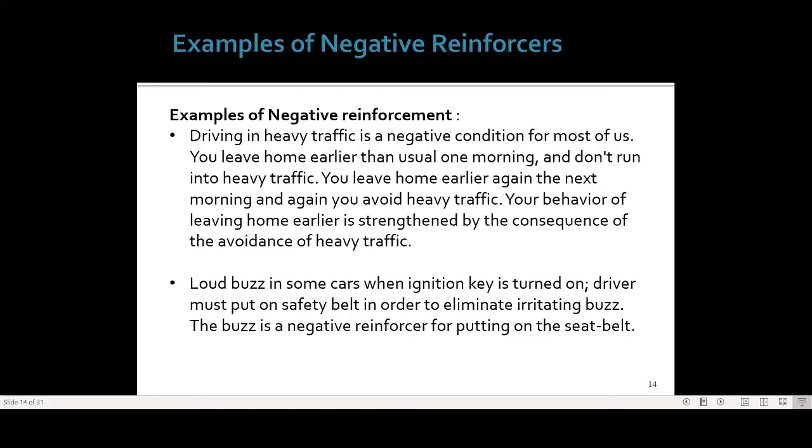Not because you want to go to the office early and start work, but you are doing this in order to avoid the heavy traffic. Every time you do that, it strengthens your behavior because you are avoiding the heavy traffic and can reach the office very fast. If you don't like to drive in heavy traffic, the heavy traffic is a negative reinforcer for your behavior. Not because you like to go to the office early, you are doing this only to avoid it. So every time you do that, it strengthens your behavior: negative reinforcement.